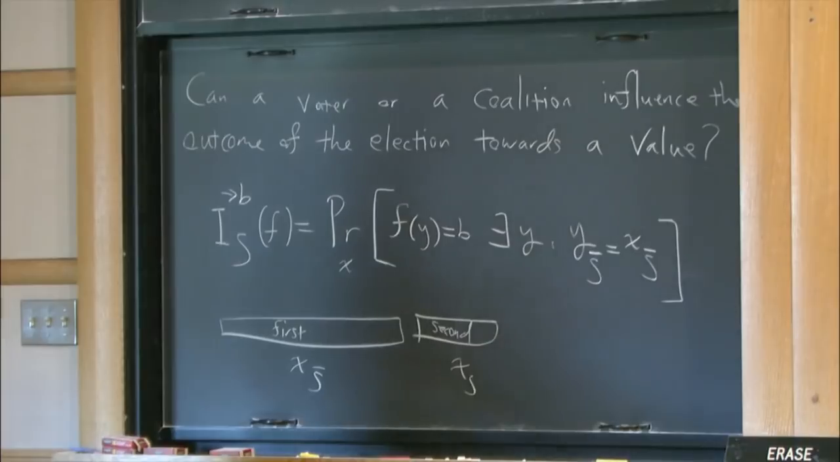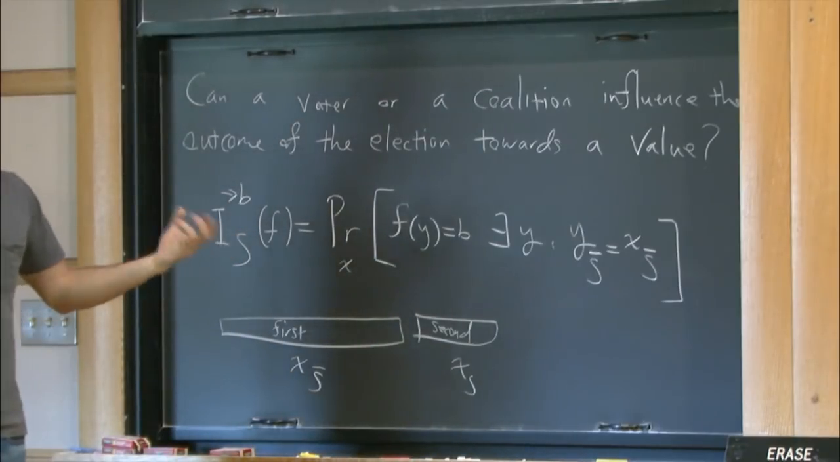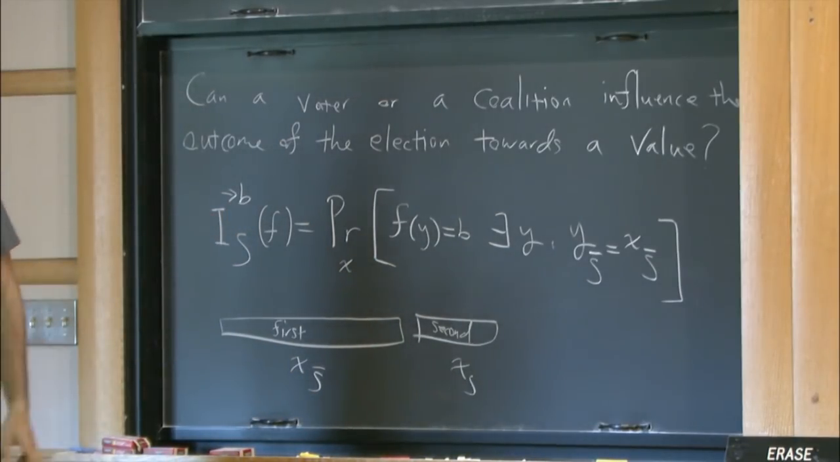It's another technical term that's used here. We want to say the protocol is resilient against coalitions of a certain size, meaning that there's no small coalition that can make it really biased.